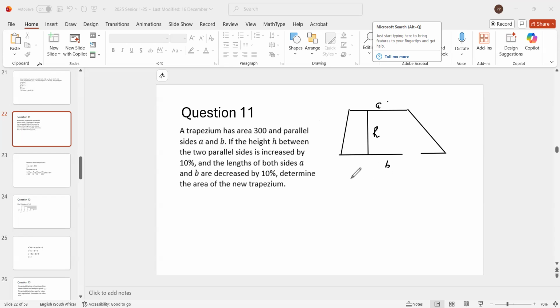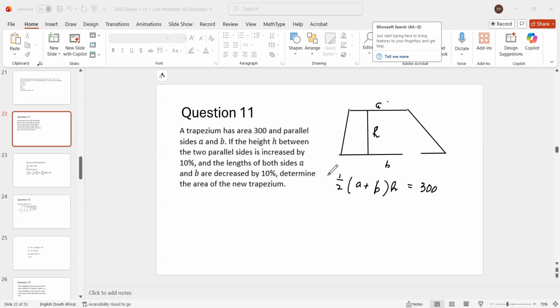So, okay, remember the area of a trapezium is half the sum of the parallel sides times the height. Half the sum of the parallel sides times height. And it's given that this is 300. No units are given, so we don't have to worry about that.